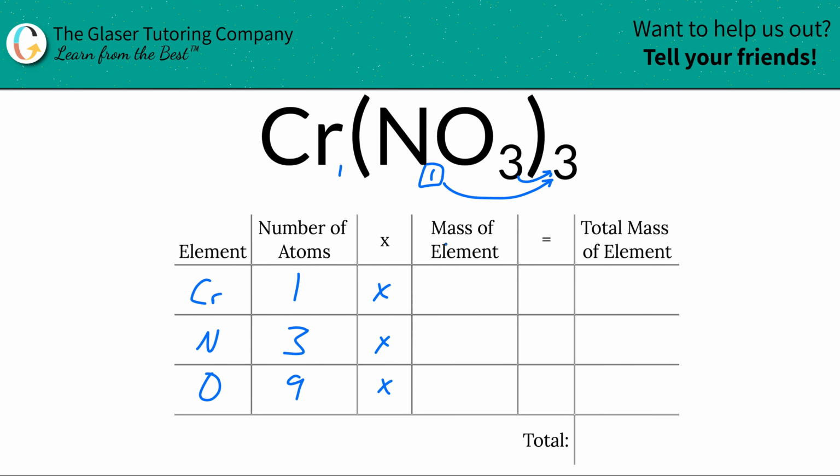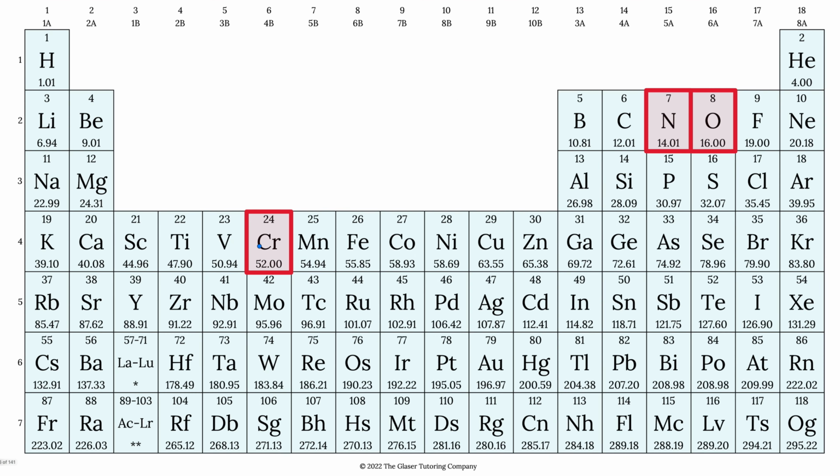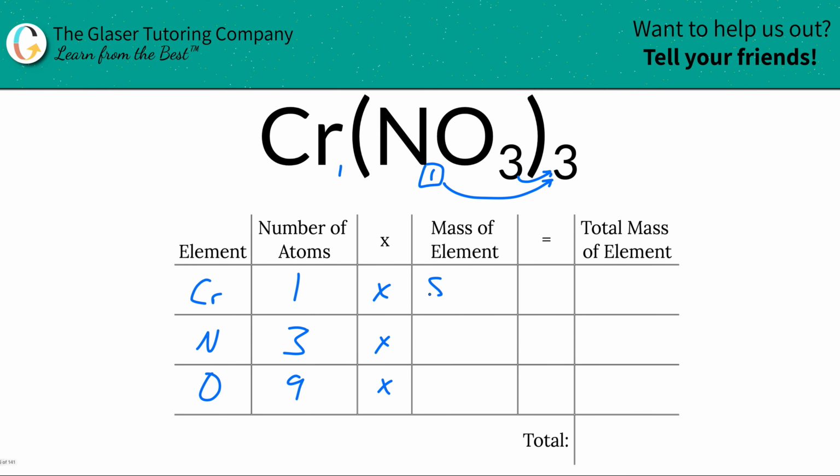each particular element. Where do we find the mass? We find it on the periodic table. Let's take a look. Boom! There it is. Chromium 52, nitrogen 14 about, and oxygen is 16. So we're going to write in those masses, right? So chromium here is about 52. Nitrogen is about 14.01, and oxygen is going to be 16.